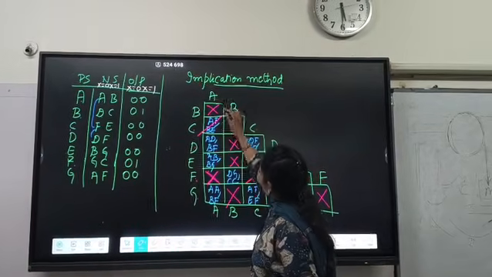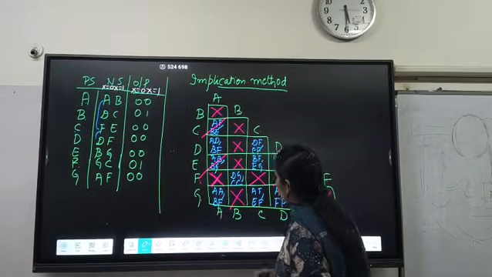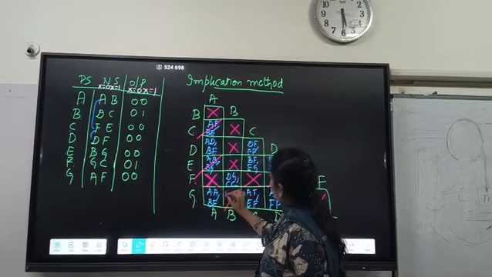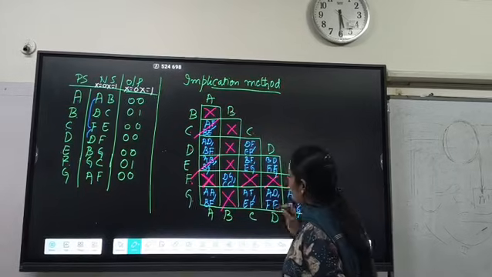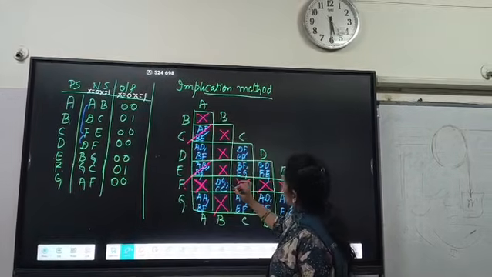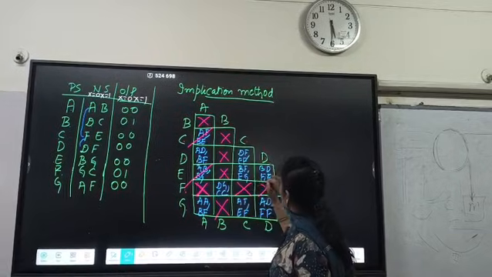Next, AB. A to B is not valid, so this will go away. Next one is AA. AA is a self loop. B to F you have to check. B to F, yes, it is valid, so I will retain that. Next, if I go to B, it is DG.